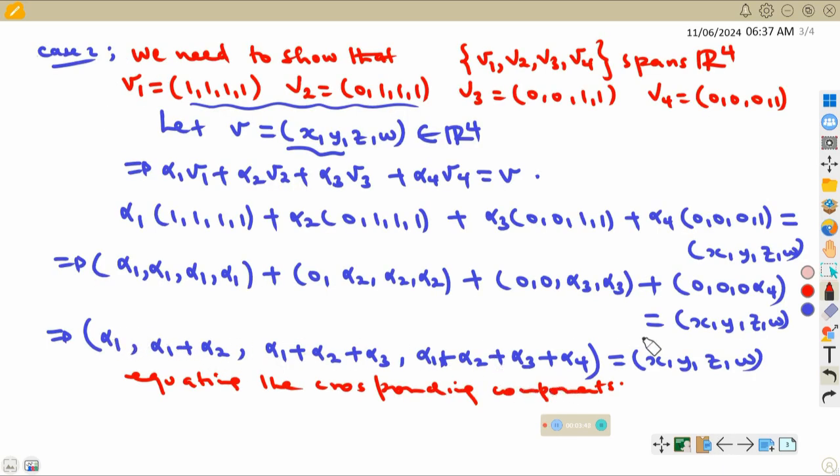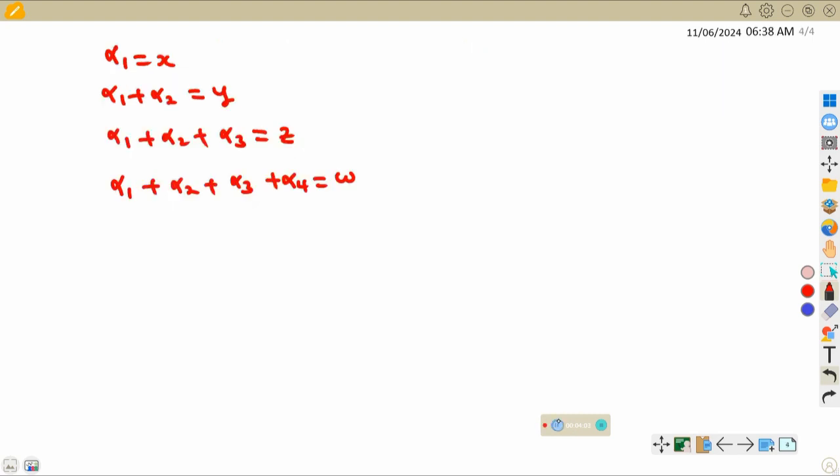So we shall have alpha 1 equated with x, alpha 1 plus alpha 2 equated to y, alpha 1 plus alpha 2 plus alpha 3 equated to z, alpha 1 plus alpha 2 plus alpha 3 plus alpha 4 equated to w. So now we need to obtain the values of the scalars alpha 1, alpha 2, alpha 3, and alpha 4. If the solution exists, we shall now be able to give the conclusion. We can call these equation 1, equation 2, 3, and equation number 4.